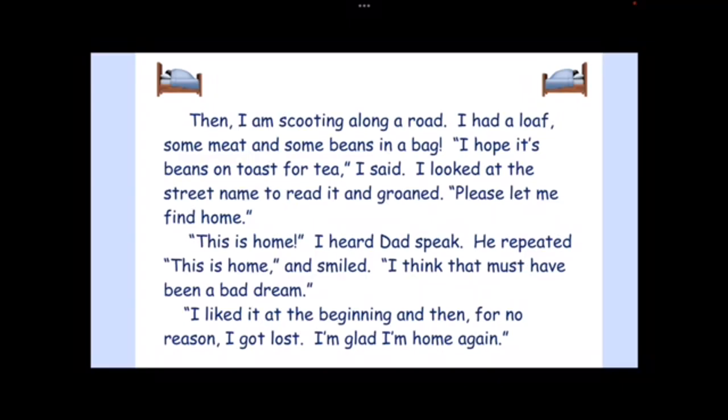Well done. That was a lot of work today, a lot of sentences. Why don't you go and read your story to somebody else? But you may like to illustrate it first.